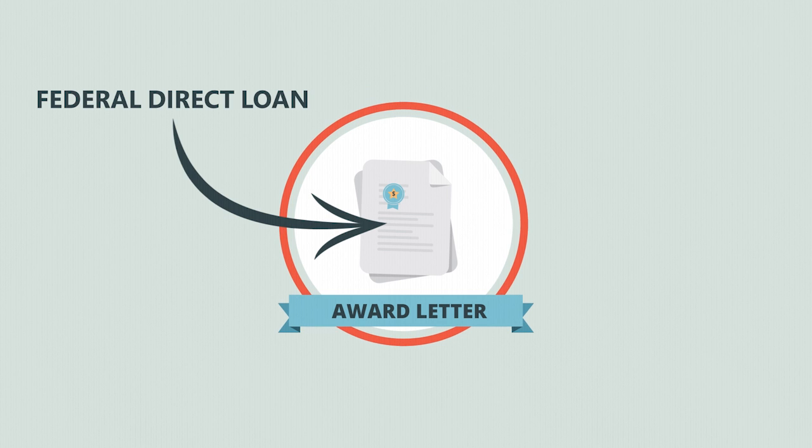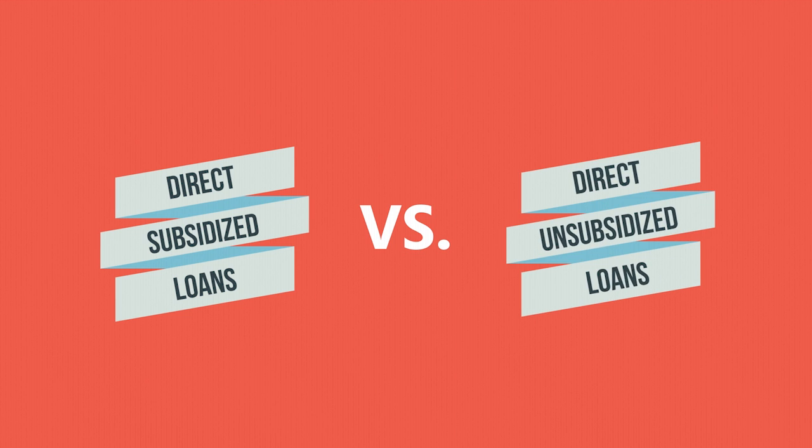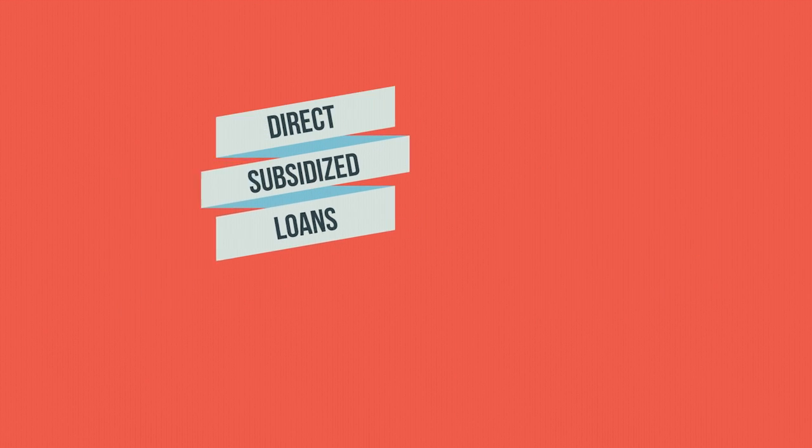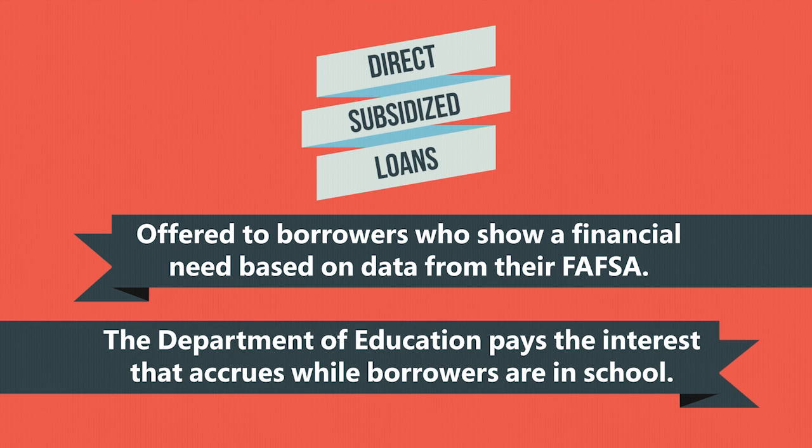The two most common types of federal loans are direct subsidized loans and direct unsubsidized loans. Subsidized loans are offered to borrowers who show a financial need based on data from their FAFSA. The Department of Education pays the interest that accrues while borrowers are in school. That's a huge plus, as interest that accrues while you're in school can get pricey.